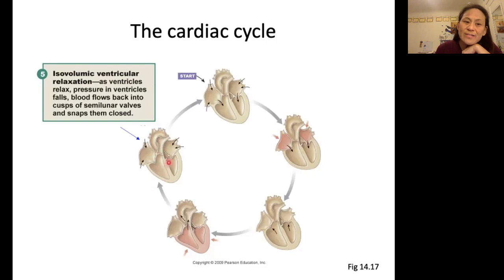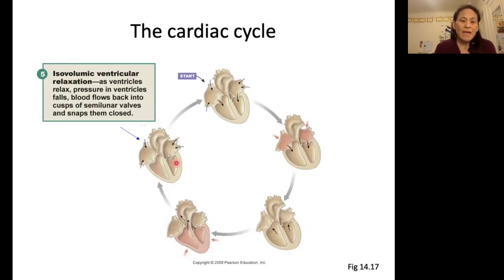And again, notice during this phase, we have both the semilunar valves closed and we have the AV valves closed, which means that the volume of the blood in the ventricles is going to stay constant during this phase, hence the name isovolumic, okay? So we're just going to continue to relax. The pressure in the ventricles is going to continue to fall.